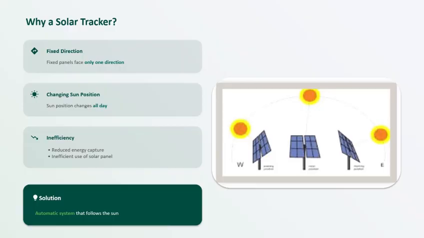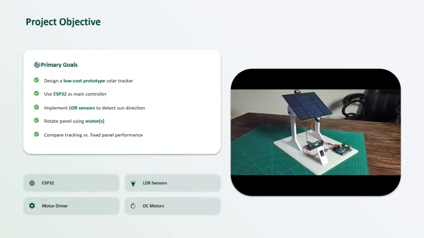Normally, solar panels are fixed in one direction, but the position of the sun keeps changing throughout the day. Because of this, the panels are not always at their best angle, and a lot of potential energy is wasted. To solve this issue, we have built a system that can automatically follow the sun, so the panel can capture more energy. The main objective of our project is to design a low-cost prototype solar tracker.